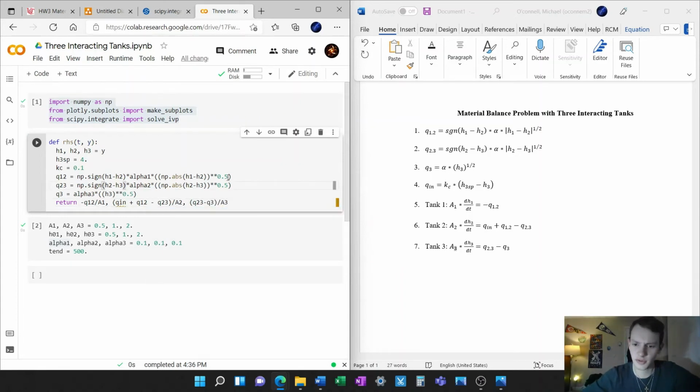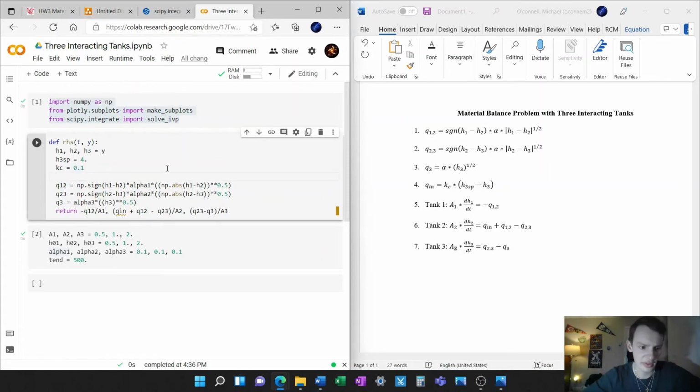Okay, and I'm forgetting something. I'm forgetting Qn. I knew that when I wrote it. Just had that feeling. Qn, what is that going to be? That's going to be Kc times H3Sp minus H3. So the difference between our set point and the actual height of the fluid that is in there. Okay, perfect. See where this takes us.